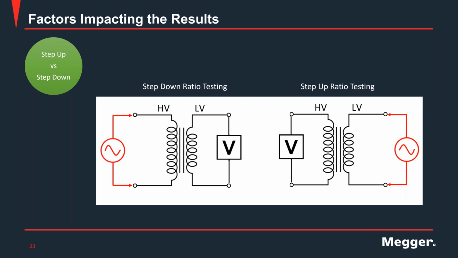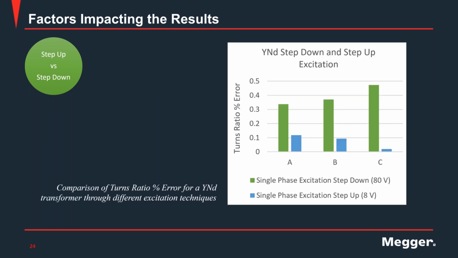So let's look at some comparison between step up and step down techniques on the same unit, in this case a YNd, a star connected winding on the primary, a delta on the secondary. And this is really interesting. In the single phase excitation step down, the traditional way, we were using 80 volts. When we switch to step up, we're actually using 10 times less voltage for the measurement, and even then we are getting way better accuracy for the test.